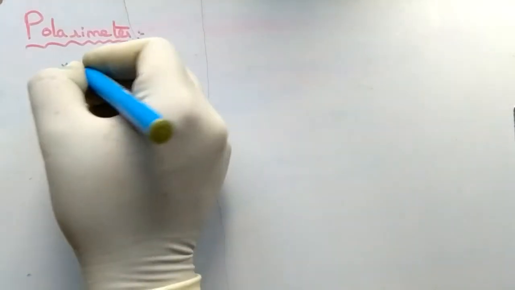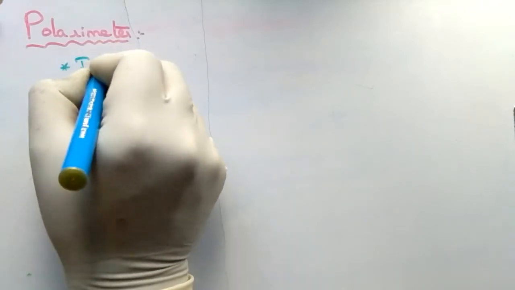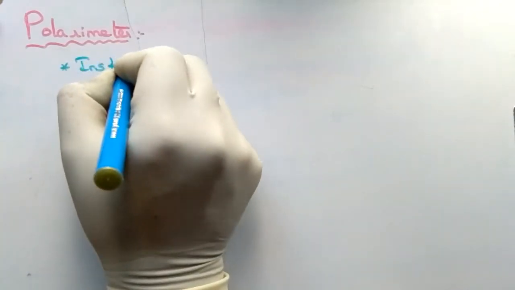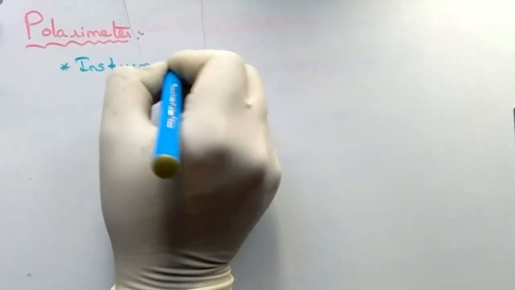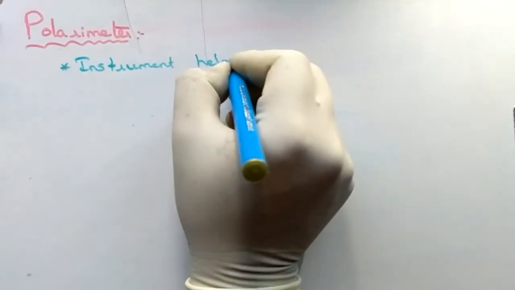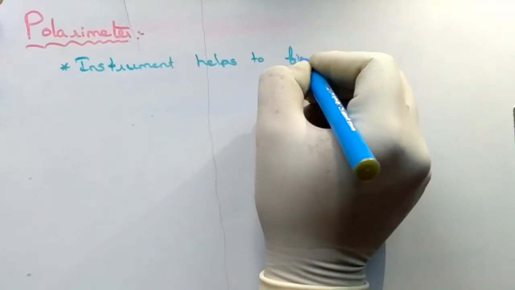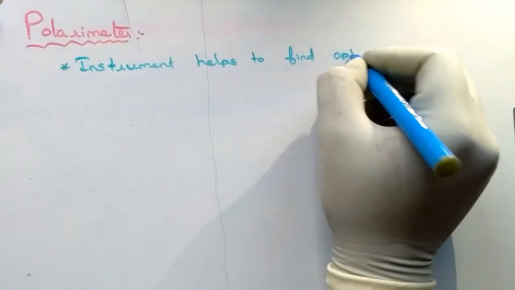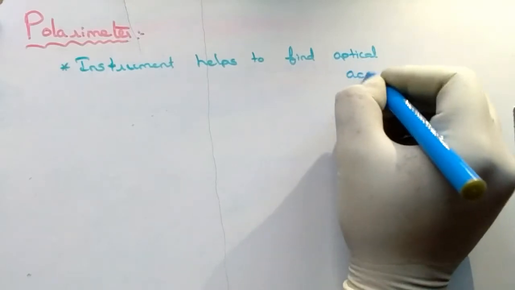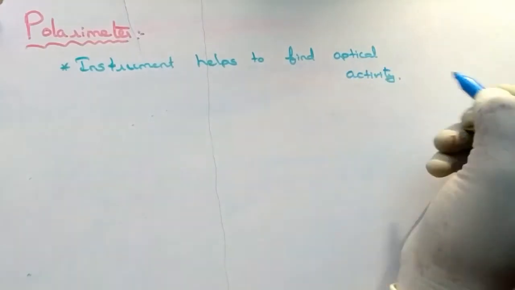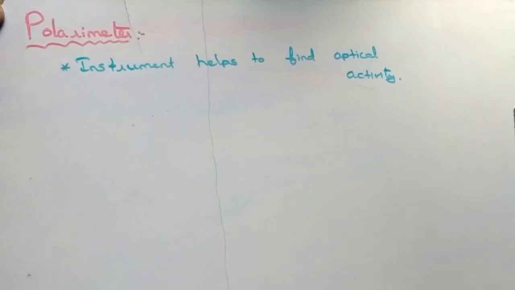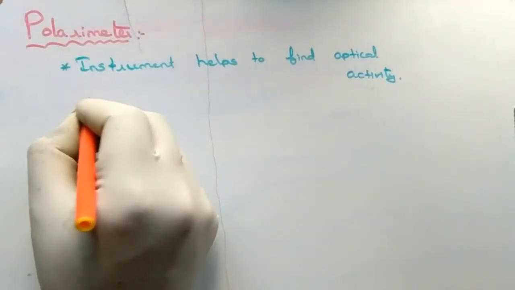Next we are going to see about the polarimeter. Polarimeter is an instrument which is used to check whether the sample is optically active or inactive. Usually in chemical factories, they check the optical activity of samples using a polarimeter. Now we are going to see how the polarimeter works.